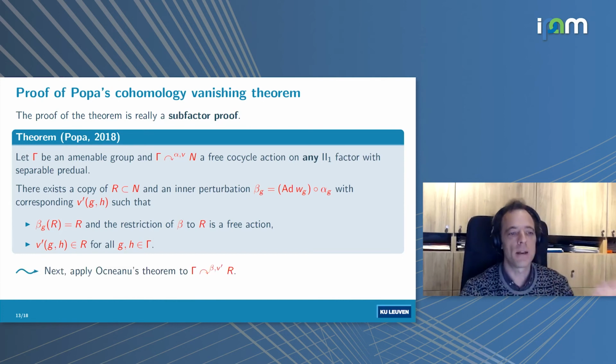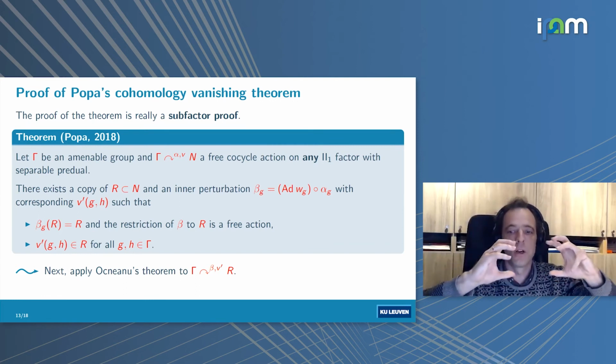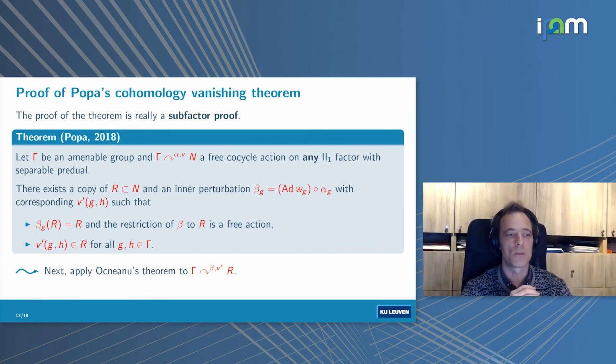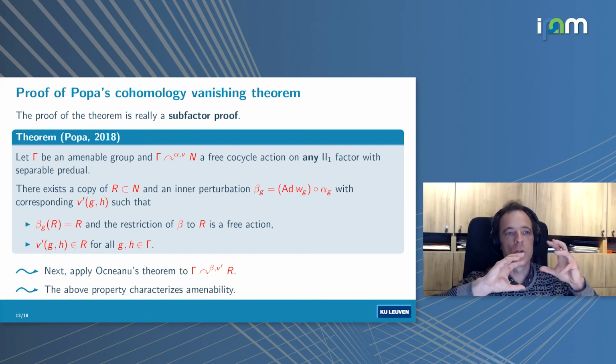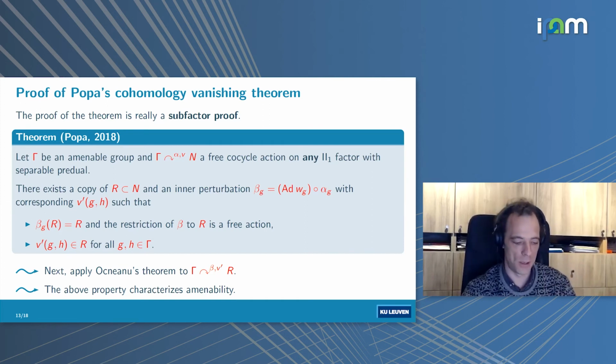And then, of course, you can apply Ocneanu's theorem, because I have put everything into a free action on the hyperfinite II_1 factor, where Ocneanu says that cohomology is vanishing. Now, contrary to the cohomology vanishing question, this kind of property is characterizing amenability. So the only groups that have the property that you can always find invariant copies of the hyperfinite II_1 factor are really the amenable groups. So that is, say, an optimal result.